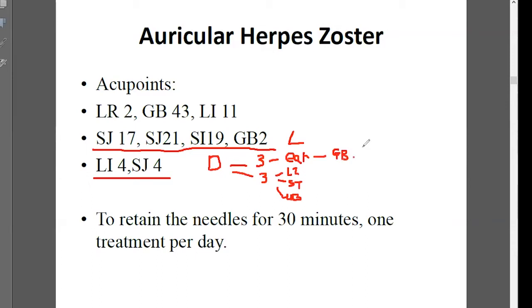Gallbladder channel, small intestine channel, and the sanjiao channel. So that's how you pick up distal points. You can add more here. So that's one group for local points, one group for distal points. Another group here is especially for the patterns.